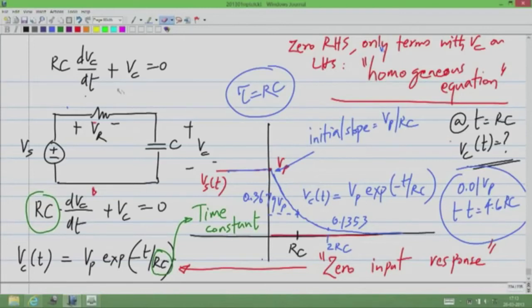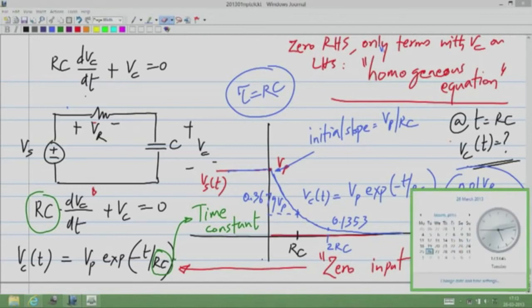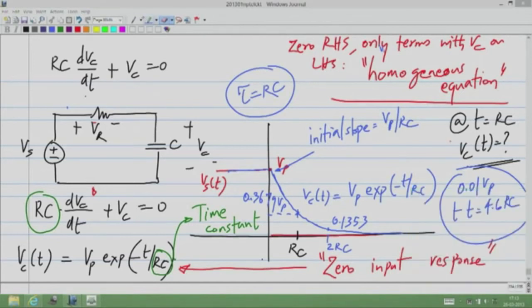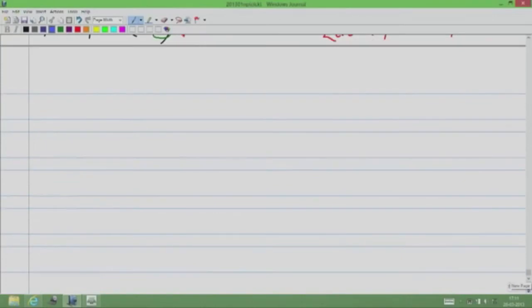So when the input steps from some value to 0, we know how to solve it. We have the homogeneous equation, and by solving the homogeneous equation, we get the output to be an exponential, and this is the zero input response also, meaning we have calculated this response for the period when the input is 0. Okay, so now let's get back to the other case.